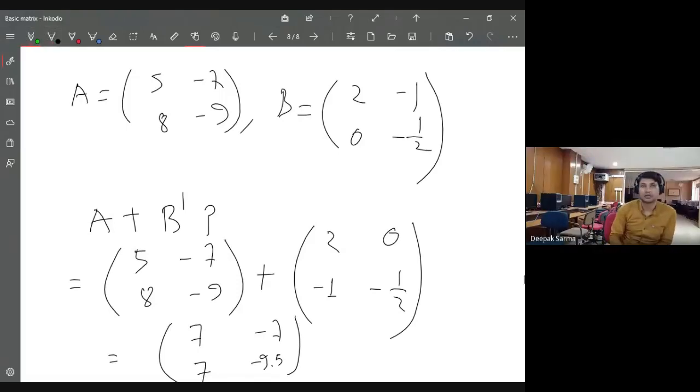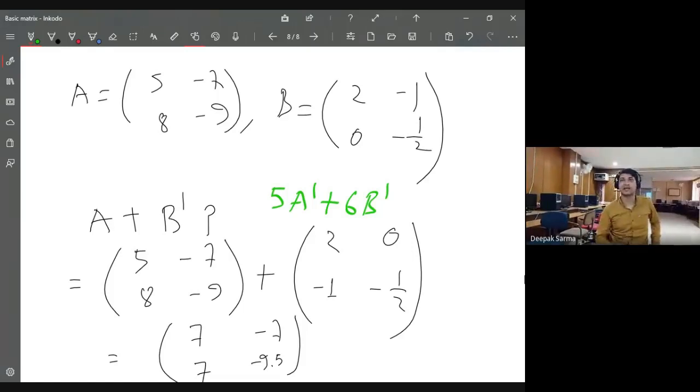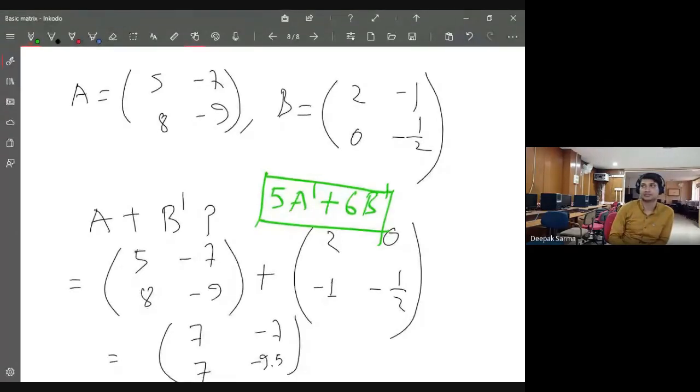Let us make it more complicated. Suppose I ask you to find 5 A transpose plus 6 B transpose. Can you find it now? Yes, sir. Similarly, take 5 times A transpose: first take A transpose, then multiply it by 5. Then take B transpose and multiply it by 6. Then add them. Is it clear, all of you? If you find any difficulty, then I can explain, but I think you should try yourself. The matrices are not important. The concept is important. You can choose any numbers as entries and then try. Okay?